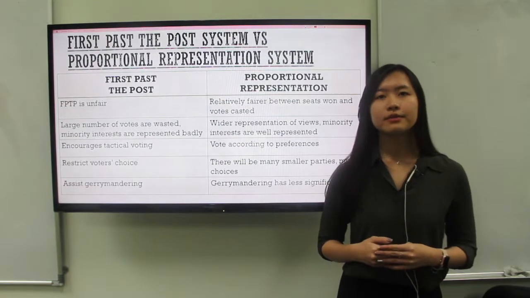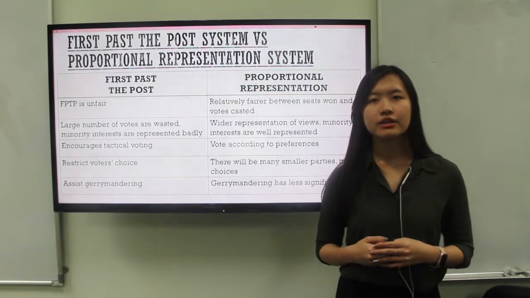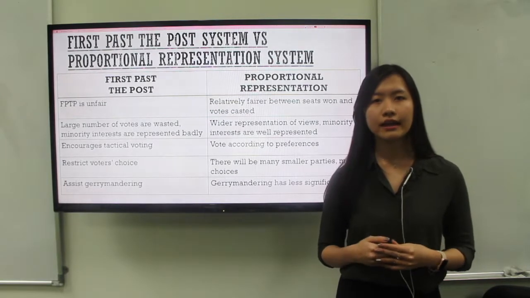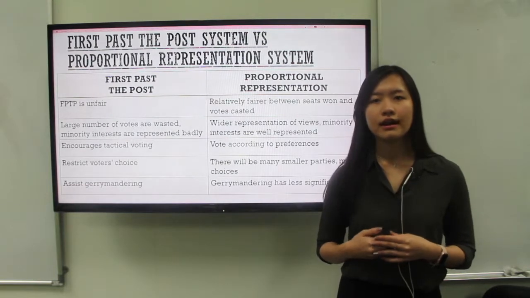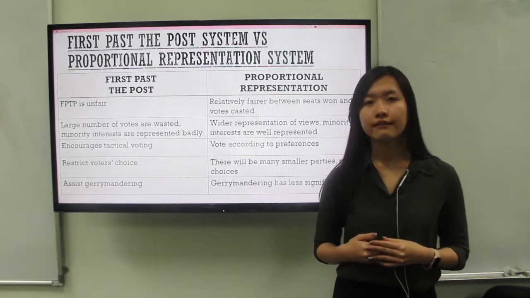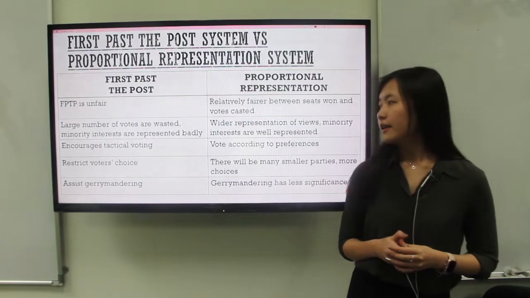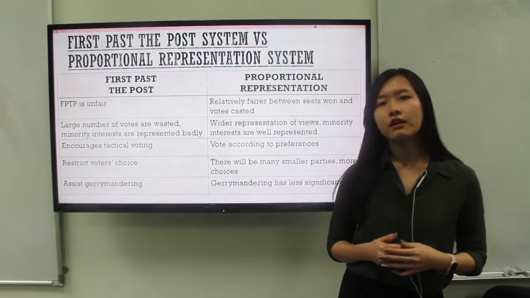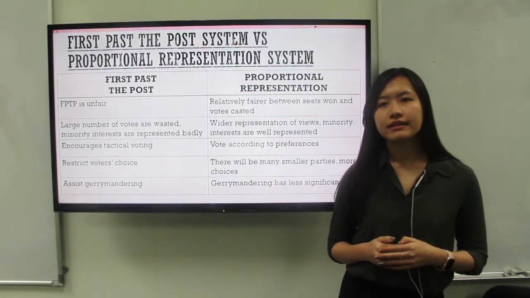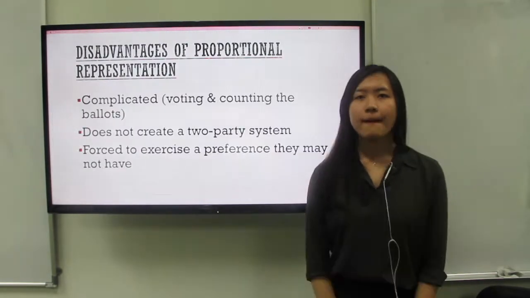Lastly, the first-past-the-post system assists the government in gerrymandering, or in other words, manipulating the votes by boundaries that may help them ascertain certain political advantages. On the other hand, under proportional representation, the occurrence of gerrymandering is of less significance.